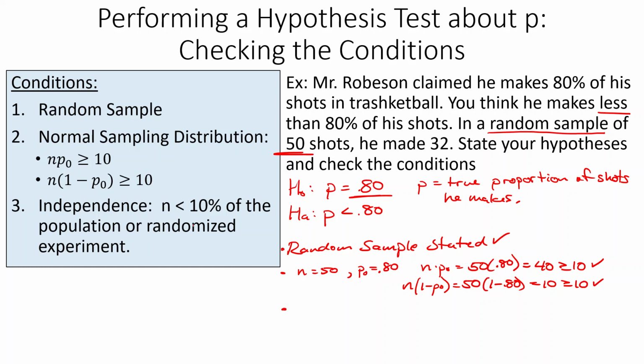All right, and lastly, independence. So I usually write out independence. Oh, and I should probably write normal check here. So this condition worked out. So it is normal. Check. Independence. So our n equals 50. Is that less than 10% of all possible trash ball shots?